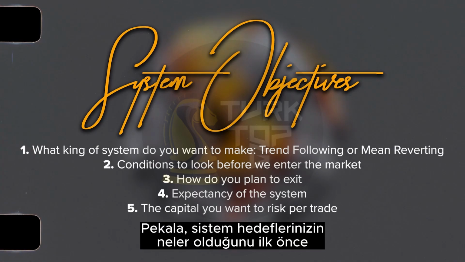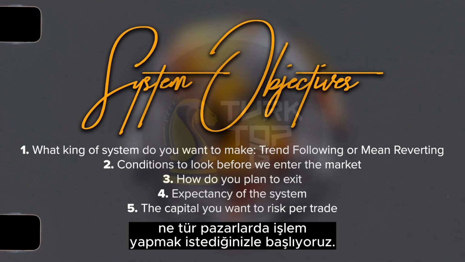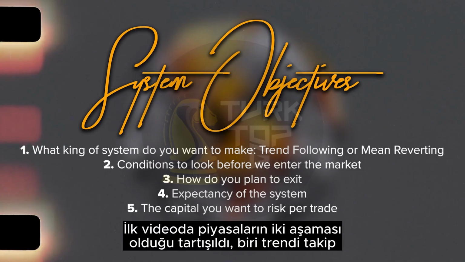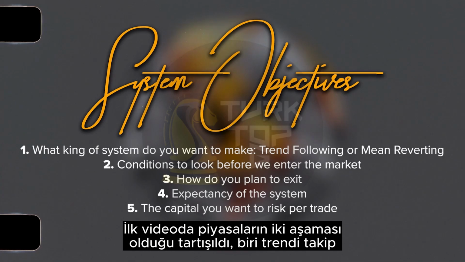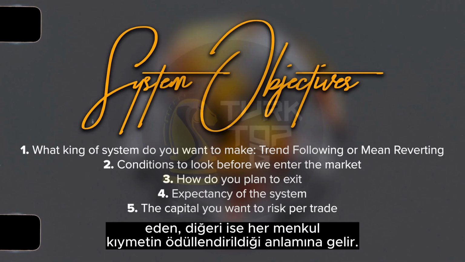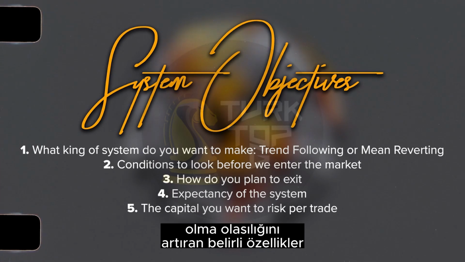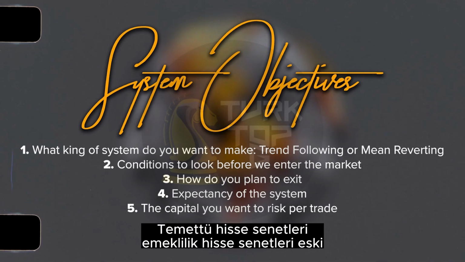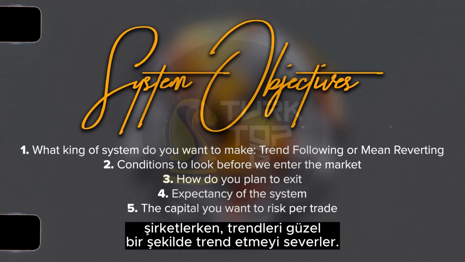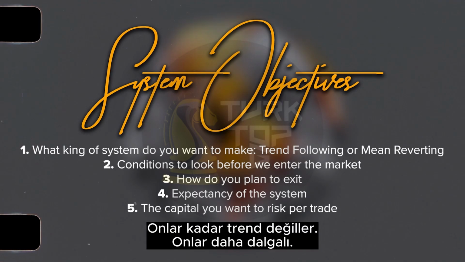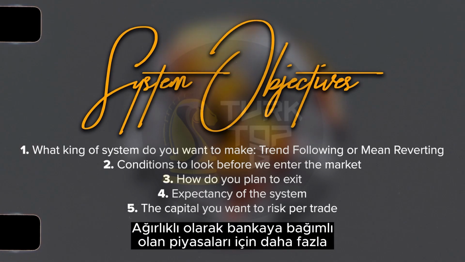All right, so what are your system objectives? We first begin with what kind of markets you want to trade. As we discussed in the first video, markets have two phases, right? One is trend following, one is mean reverting. Each security has certain properties which make it more likely to be in one of the two categories. For example, growth stocks, they love to trend. They trend beautifully. While dividend stocks, retirement stocks, old companies, they don't trend as much. They are more choppy, more mean reverting.